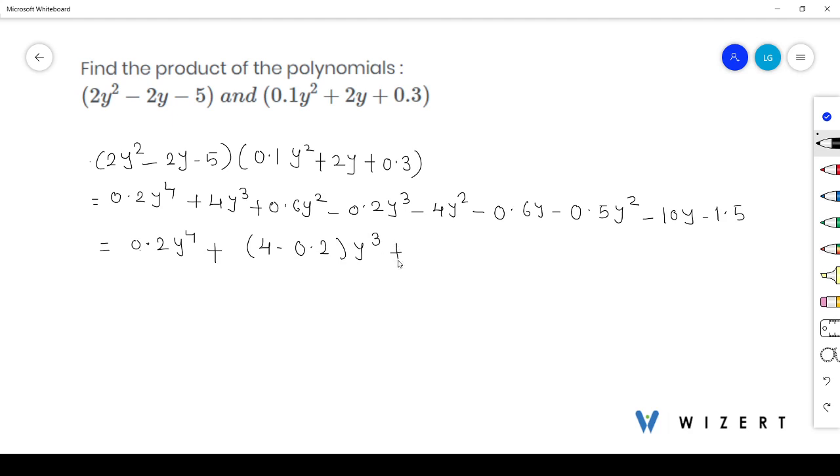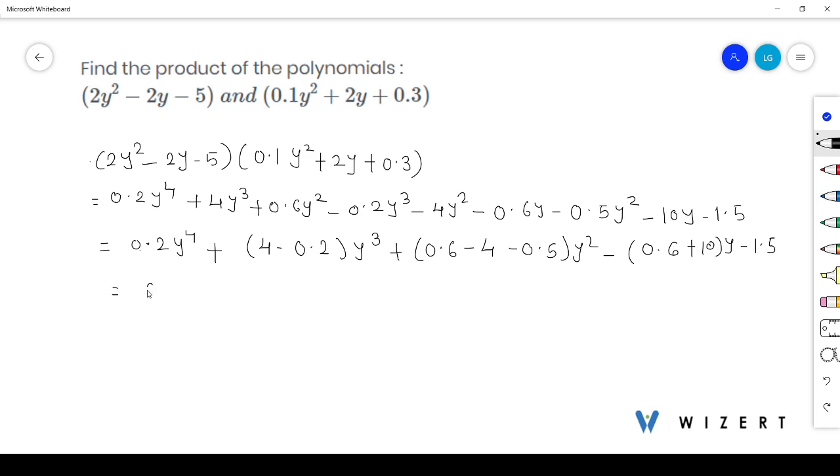Then check for y square. So here it is 0.6 minus 4 minus 0.5 into y square. Now check for the coefficient of y. If we take a minus sign outside of the bracket, there will be 0.6 plus 10y, and the constant term is minus 1.5.